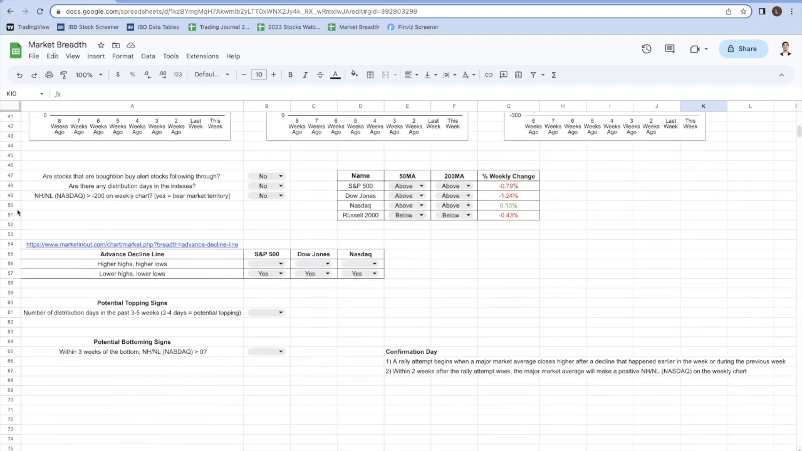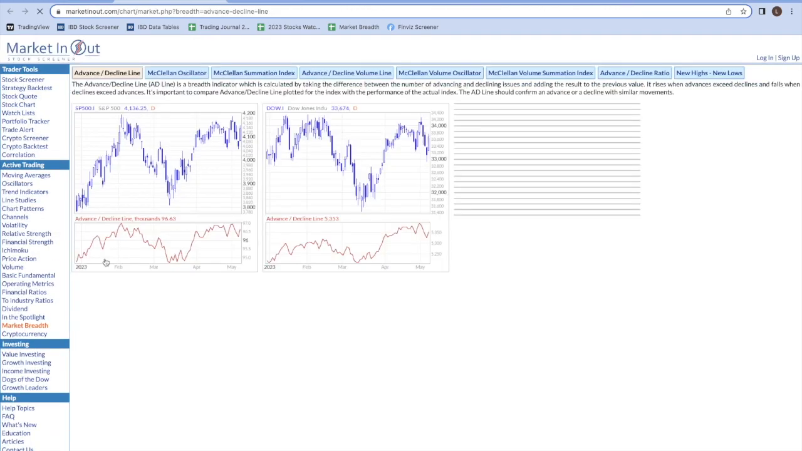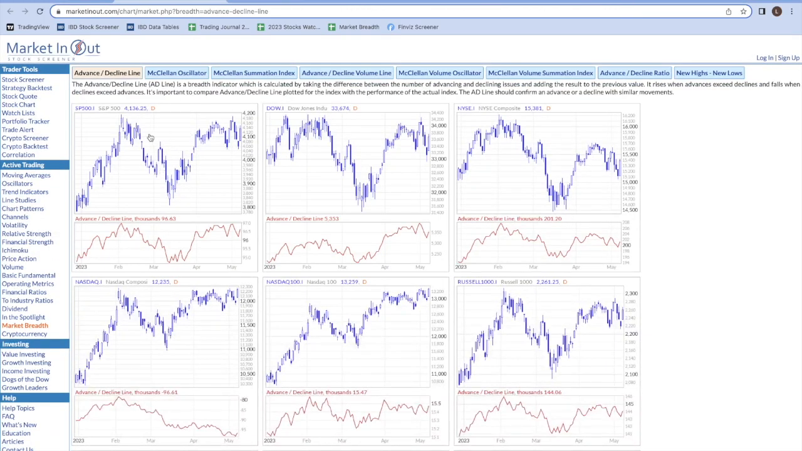The next thing that we'll take a look at is the advance-decline line. If we click on the link, it will take you over here. We are taking a look at the S&P 500, the Dow Jones and the Nasdaq. The advance-decline line is over here. You can see that the advance-decline line has been making lower highs and lower lows. If you compare over here and then over here, it's making lower highs, and this low is slightly lower than this low. So the S&P 500 is making lower highs and lower lows for its advance-decline line. The same goes for the Dow Jones and for the Nasdaq.